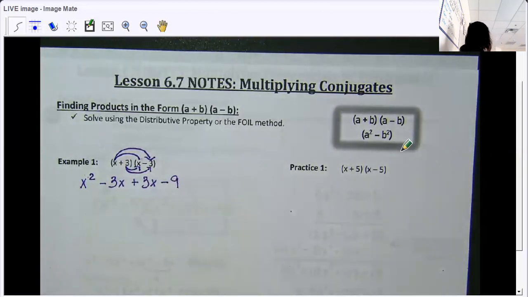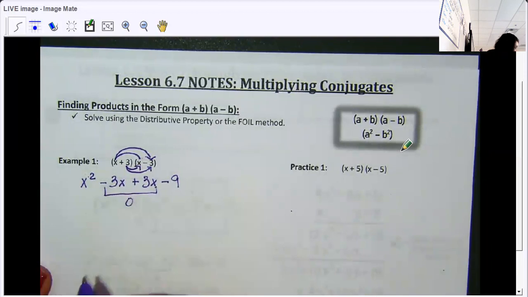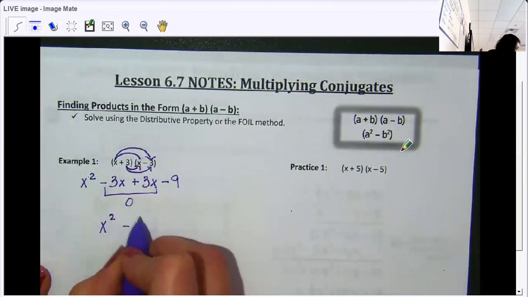And then when you look at this, what do you know about those two middle terms? What's going to happen? You can delete them, cancel them. They end up as a 0x, and we don't need that 0x. So this right here is 0. So when we write our final answer, it's just x squared minus 9.